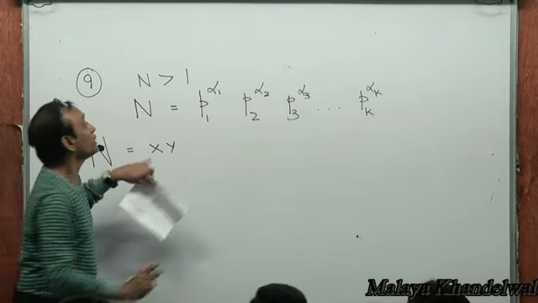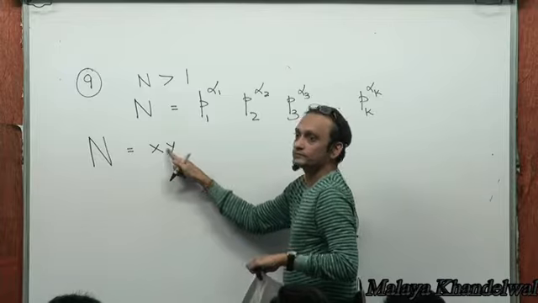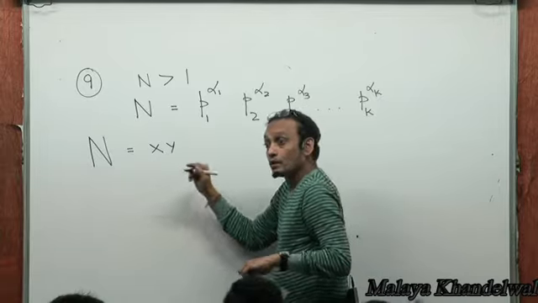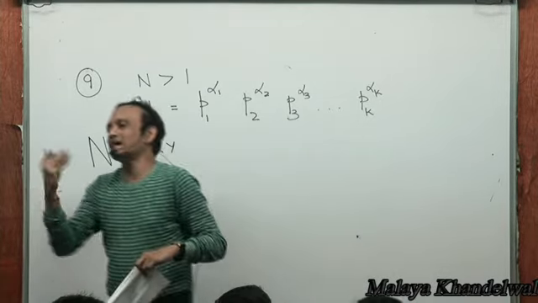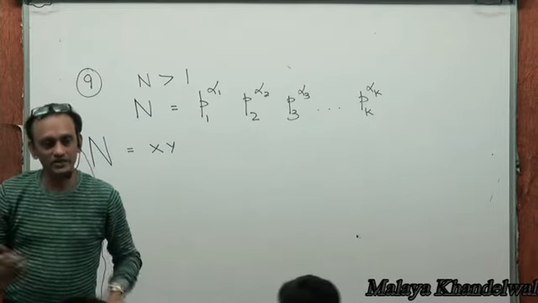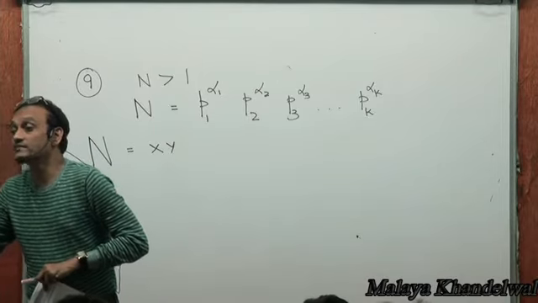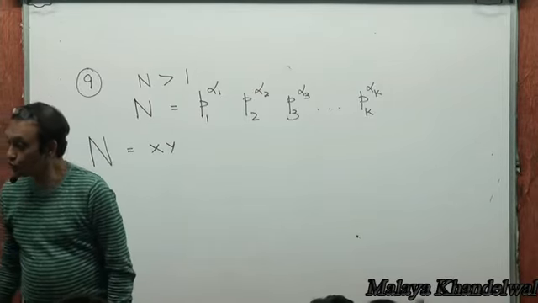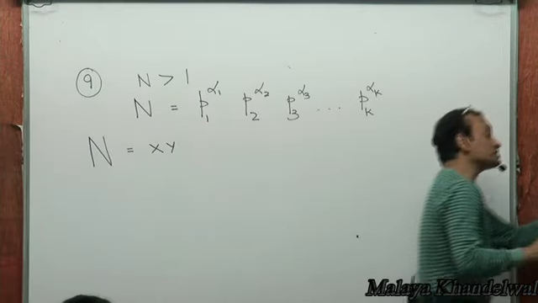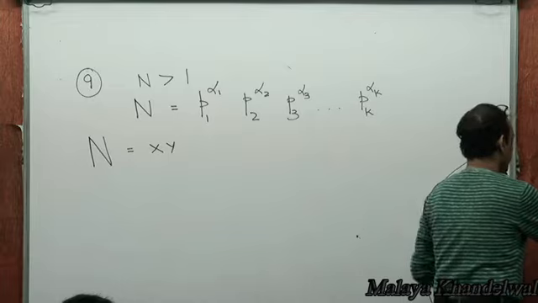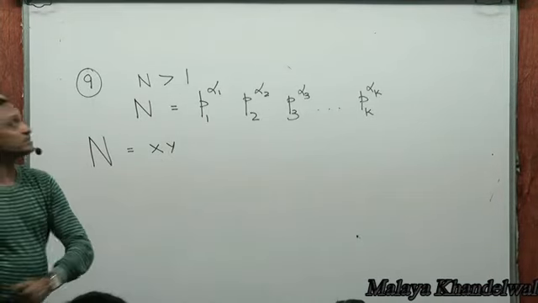Now the question is, in how many ways can I fragment n as a product x into y? Not the ordered pair. I mean, x into y and y into x are the same. You know what I'm saying? Such that x and y have their GCD equal to 1, right? Now, a fairly simple problem actually, except for its initial looks, which might be suggestive otherwise.